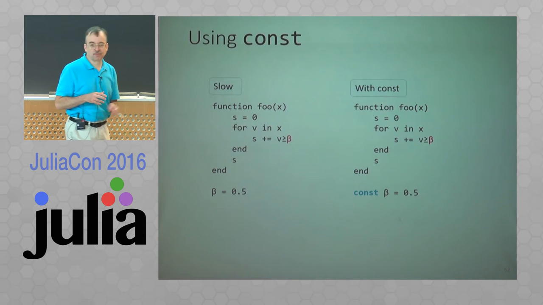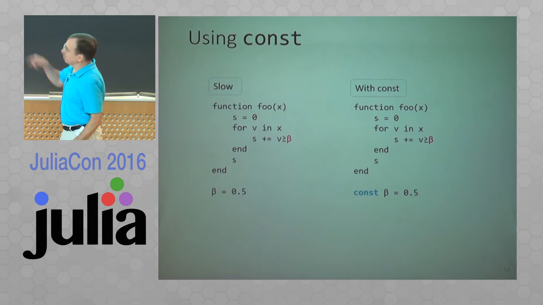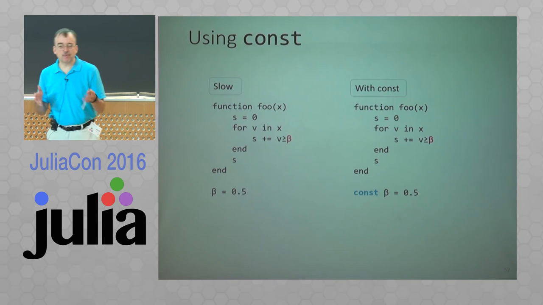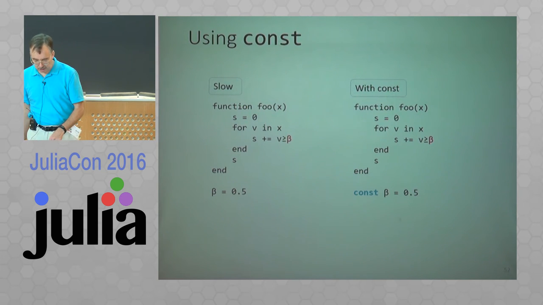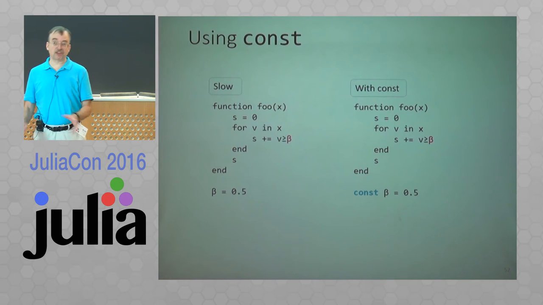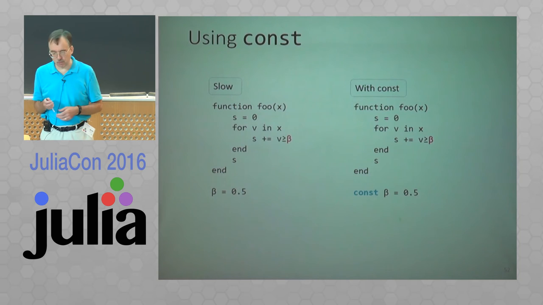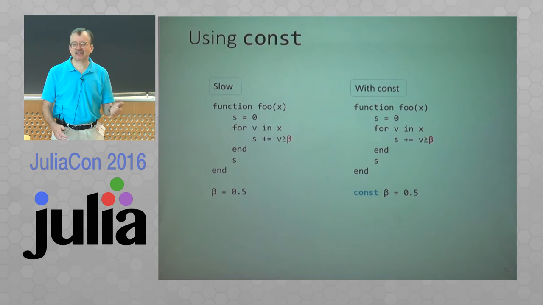So yeah, here's the const. If you only assign a variable once, declare it const. The code on the left will be fairly slow because beta is just a global variable. The compiler doesn't know the type of beta, so when it gets to the comparison, it doesn't know which function is being used. If I declare beta as const, the compiler knows it's never going to be assigned again, so it knows the type of beta is always going to be float. In principle, it knows the value is always going to be 0.5, so it can forward propagate that everywhere. But I don't think the compiler currently does that, because it also has to track everything it has to invalidate.